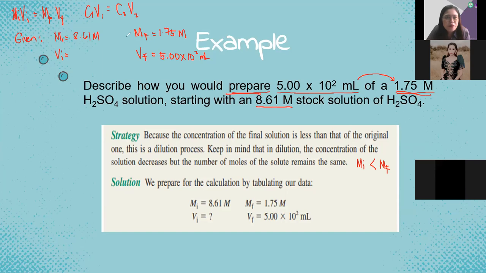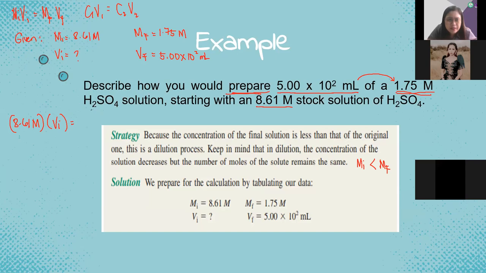Now, what is missing in the problem? It's the initial volume. So again, our original solution is 8.61 molar. And then, hahanapin natin yung volume niya na i-dilute natin para makagawa tayo ng 5.00 times 10 raised to the power of 2 mL na ang concentration ay 1.75 M. So if natapos niyo i-list down yung given, then you can proceed with the computation.